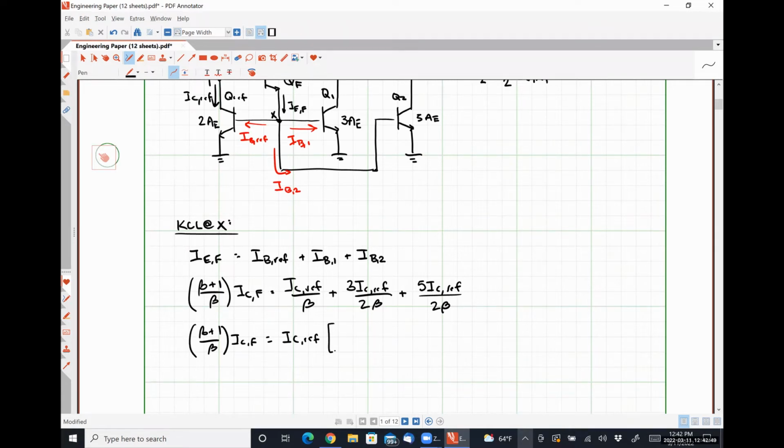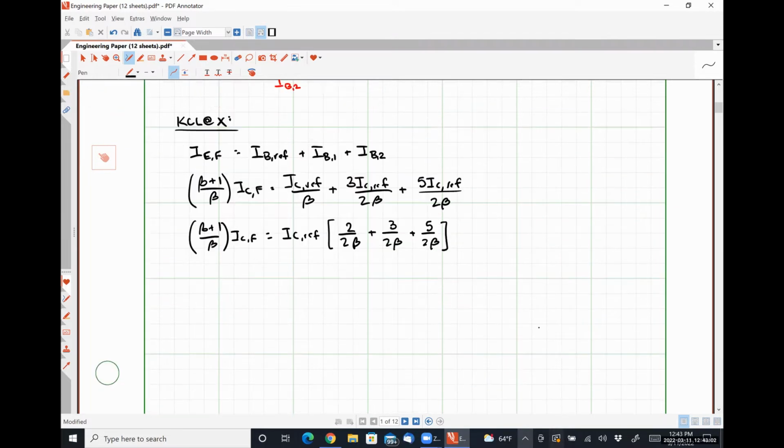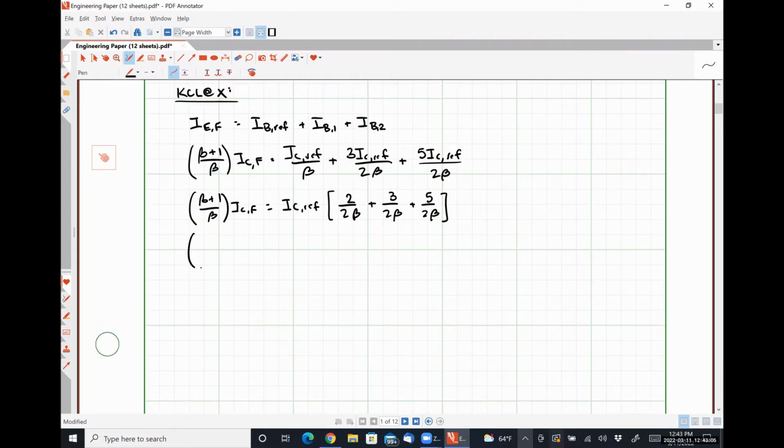times 2 over 2 beta plus 3 over 2 beta plus 5 over 2 beta, which means beta plus 1 over beta times ICF is equal to IC ref times 2 plus 3 plus 5, which looks like 10 over 2 beta. And I'm just going to leave that like that for now, although obviously we could simplify it to just be 5 over beta.